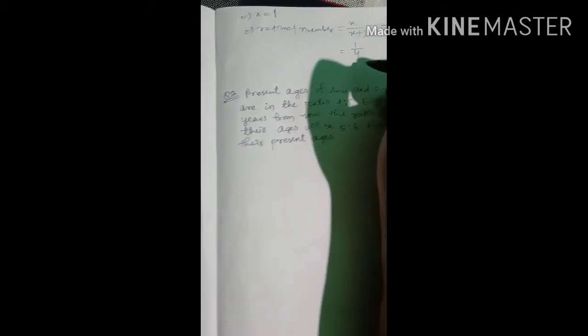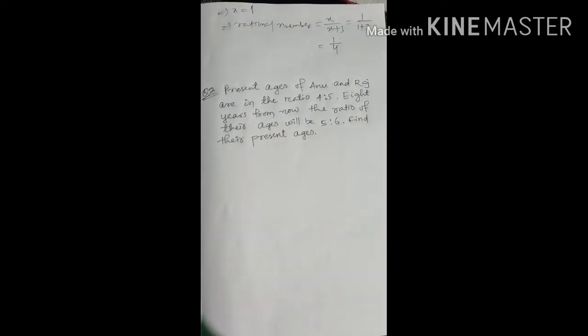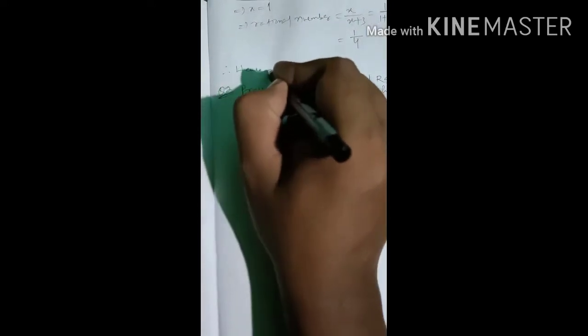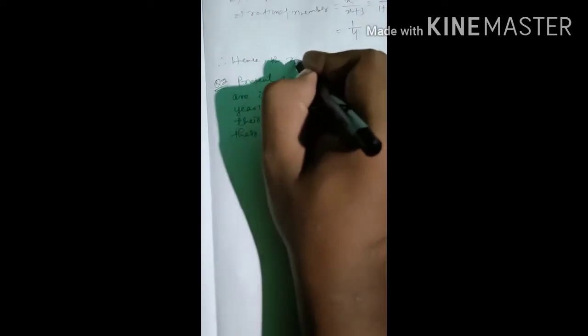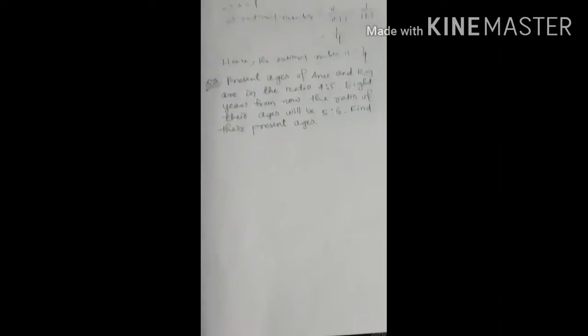Right now, we will get 1 plus 3, it is 4, so the fraction is 1 by 4. Here our answer is 1 by 4, the rational number is 1 by 4. So we can write the answer part: hence the rational number is 1 by 4.